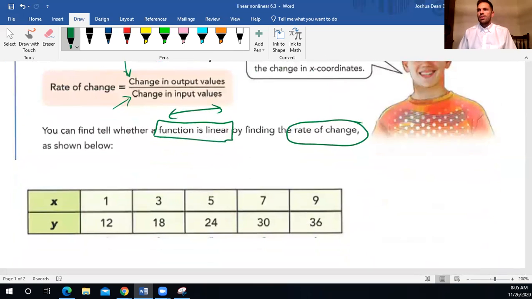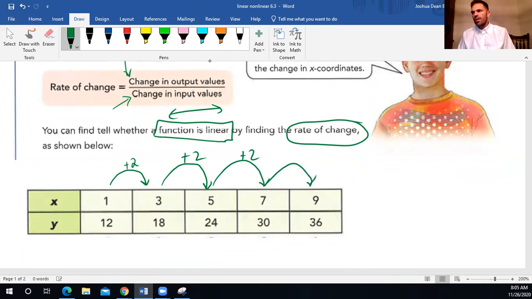Well, think about this. How does the x change from 1 to 3? That's a plus 2. How does the x change from the next one, 3 to 5? That's a plus 2. And you can keep doing this. 5 to 7 is plus 2. 7 to 9 is plus 2. So the rate of change, remember, has my input values on the bottom. Remember, x is my input, guys. So input is on the bottom. So the way that x changes is every 2.